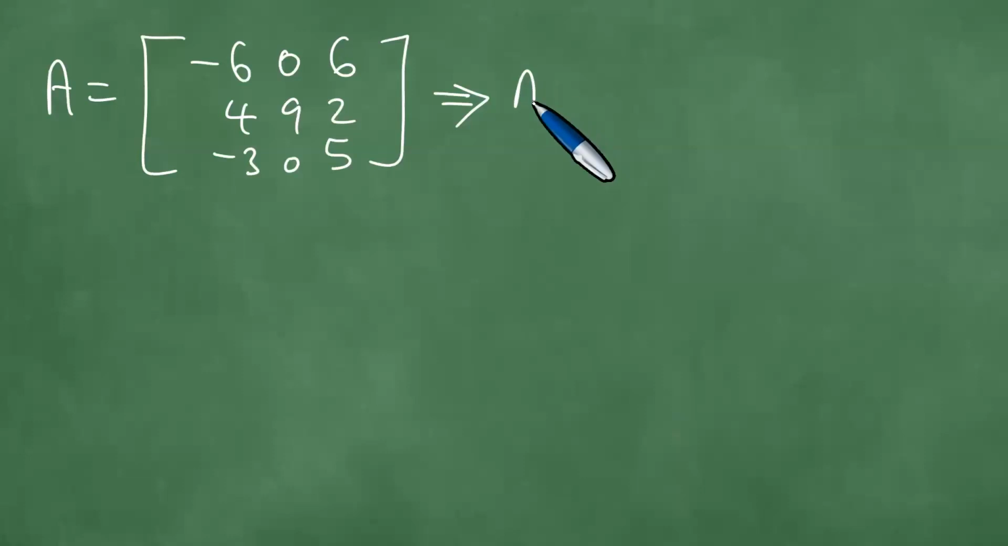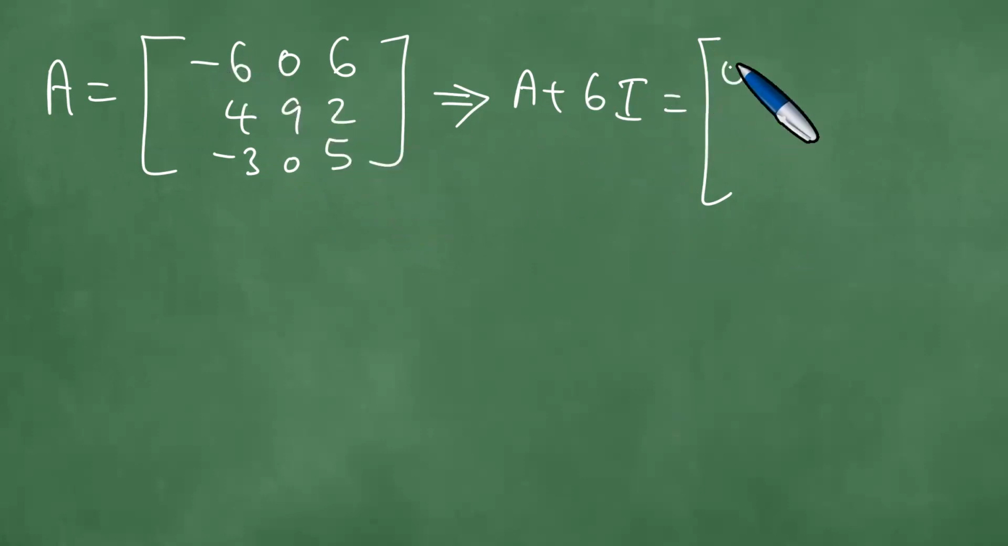Right, so now if you have the A plus 6I, okay, now we're just going to add 6 to each of the diagonal entries. If you add 6 here, 6 minus 6 is 0, 0, 6. Okay, because the identity matrix only has ones in the main diagonal.